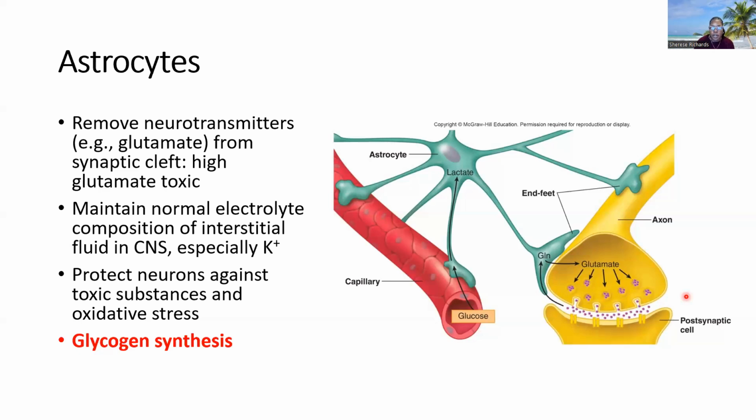And then again, it's going to protect neurons against toxic substances, oxidative stress, and any harmful byproducts of anything that's circulating in our general circulation. And then lastly, astrocytes can help with glycogen synthesis. The brain is very sensitive to its source of energy. The brain very much prefers glycogen and glucose specifically as its source of energy. It doesn't do well with fats as a source of energy. And so having the ability to synthesize glycogen, which can be converted into glucose very easily, is another role of astrocytes.